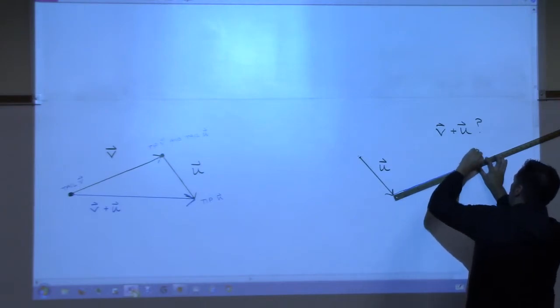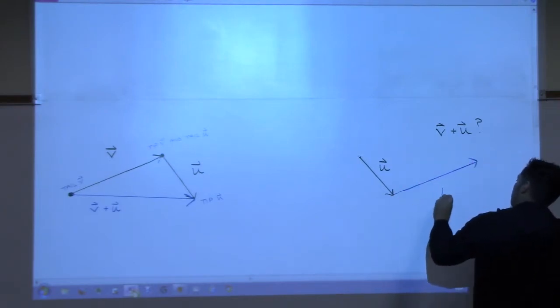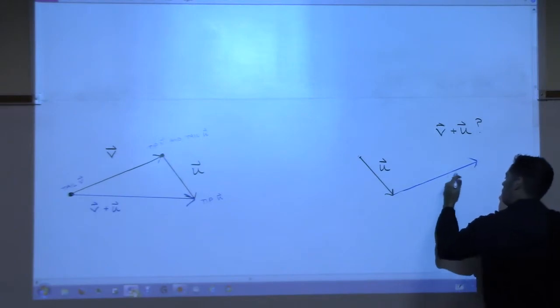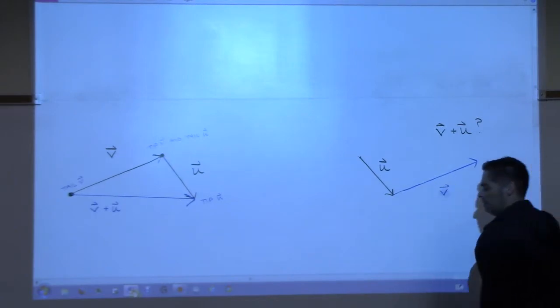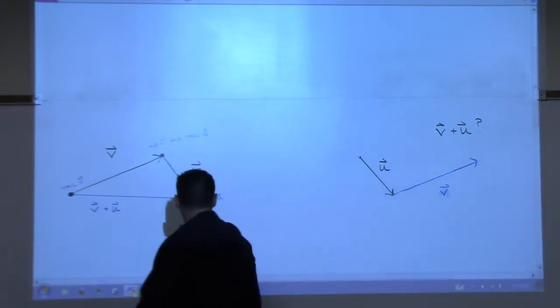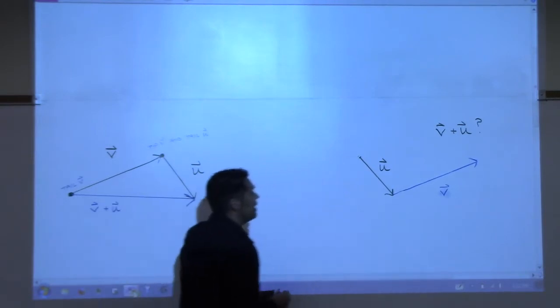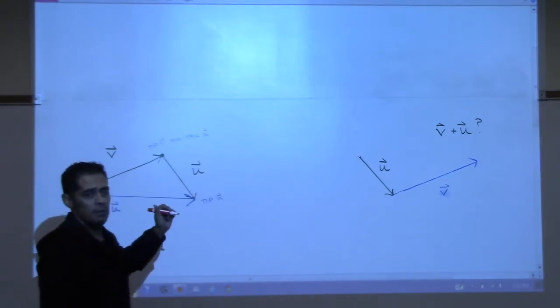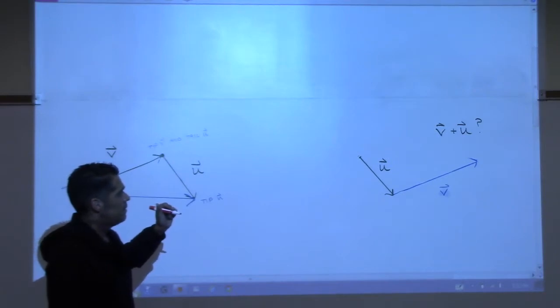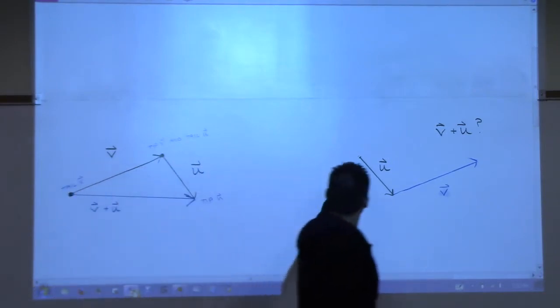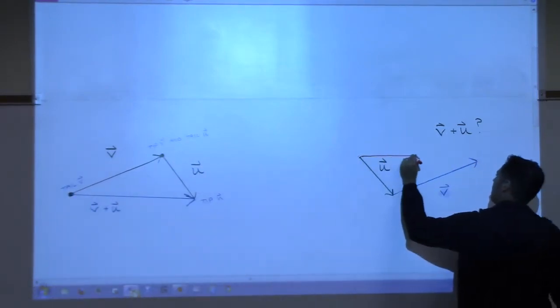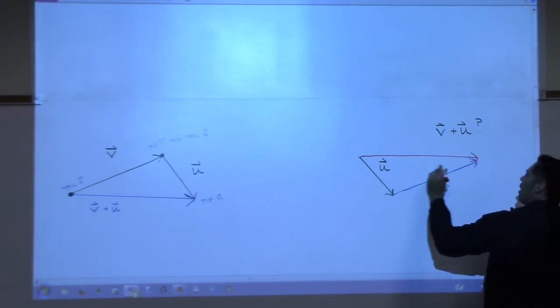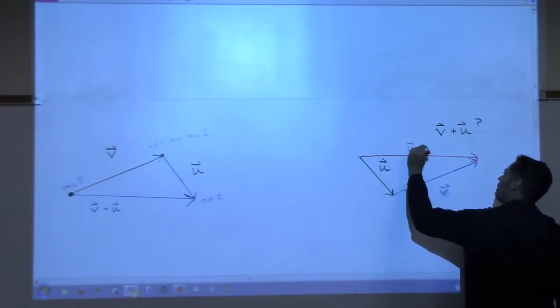And I go out to 18 right here. This was v, not u. This was v, right? So the result of those two vectors being added together is what? It's a new vector. Where does it start at? The tail of u to the tip of v. This vector right here, this would be u plus v.